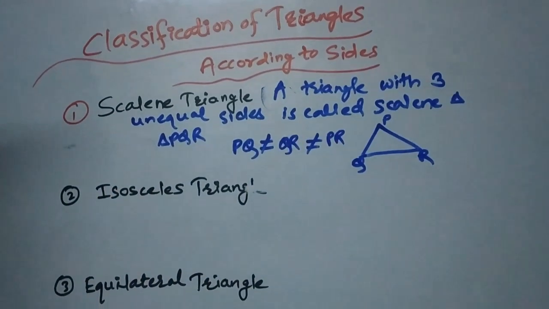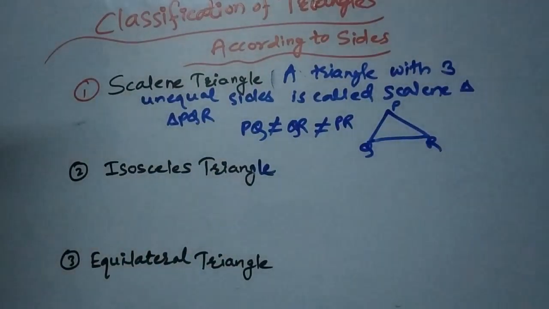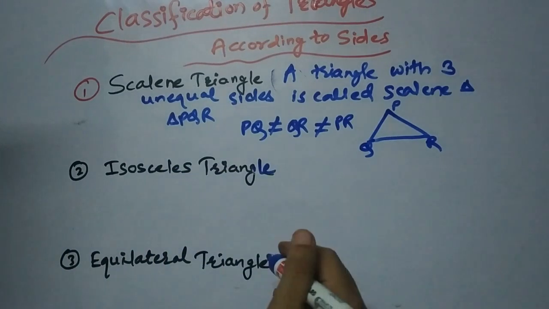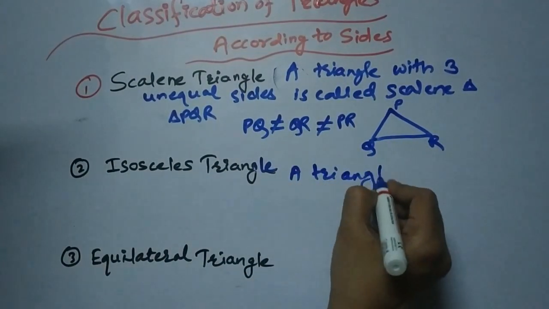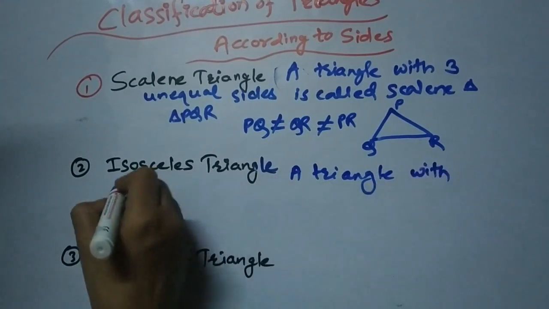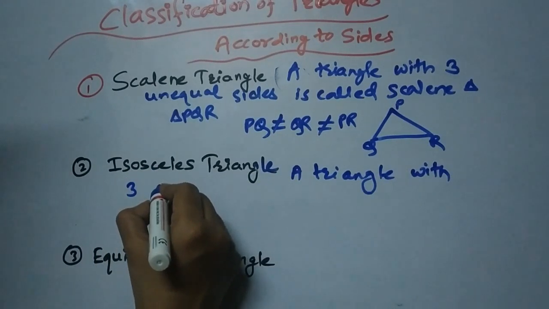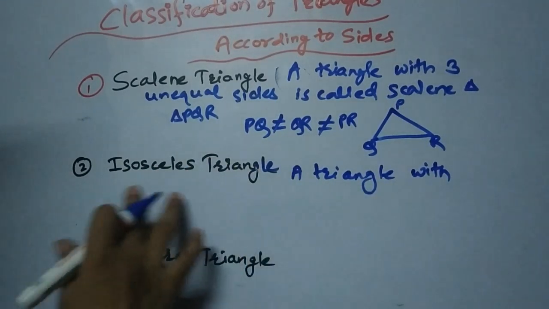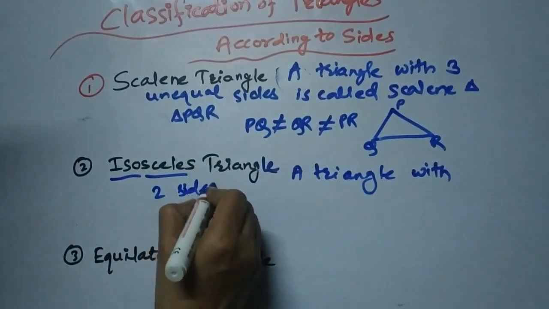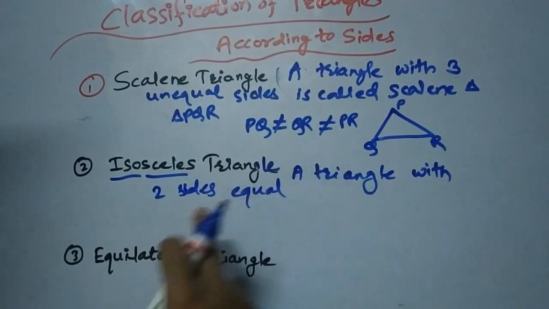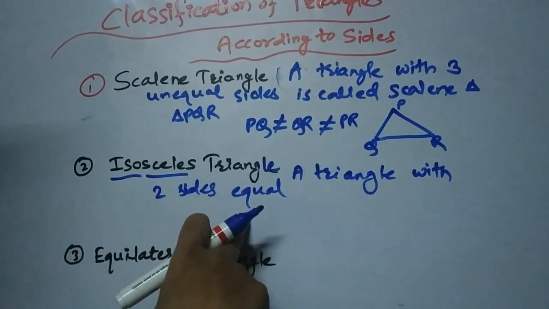Now friends, we have the scalene triangle. Afterwards we have the isosceles triangle. In isosceles we have a triangle with two sides equal. Friends, in an isosceles triangle, a triangle with only two sides equal.